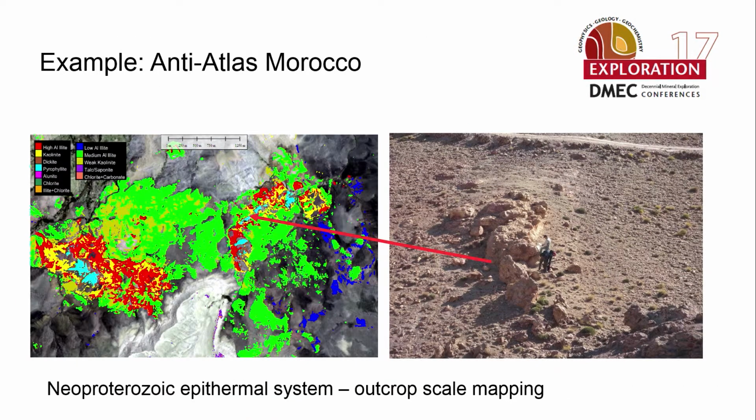This just shows an example of what we can do. This is a project in Morocco, and I'll show you the map of the area covered. But we're doing outcrop scale mapping. And this is a nice little alteration package. The blue is pyrophyllite. And it's an epithermal looking system. Certainly from a Nevada perspective, you would say it's epithermal, ribs and knobs and all that. But we were mapping these specific outcrops.